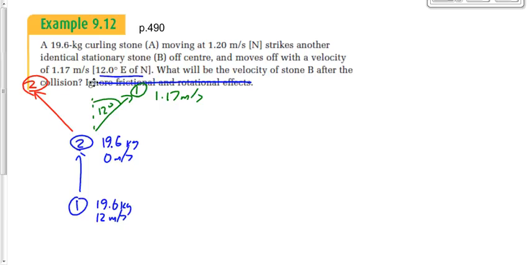So let's draw this off to the side. 12 degrees, 1.17 meters per second. This is x, this is y. Let's get the x component of that and the y component of that. Don't worry about how to solve this question yet, the final answer. Let's just deal with one thing at a time, okay? We don't like funny angles. Let's get rid of the funny angle.